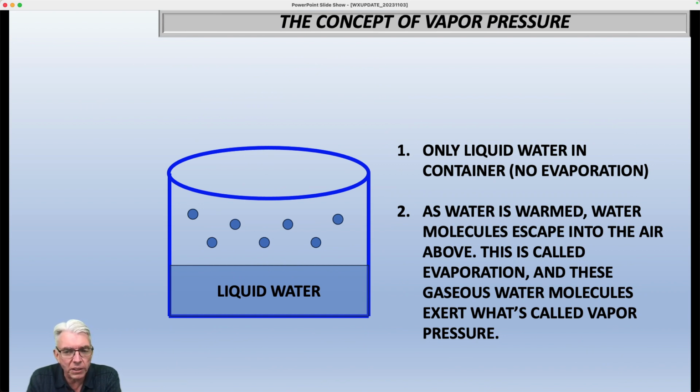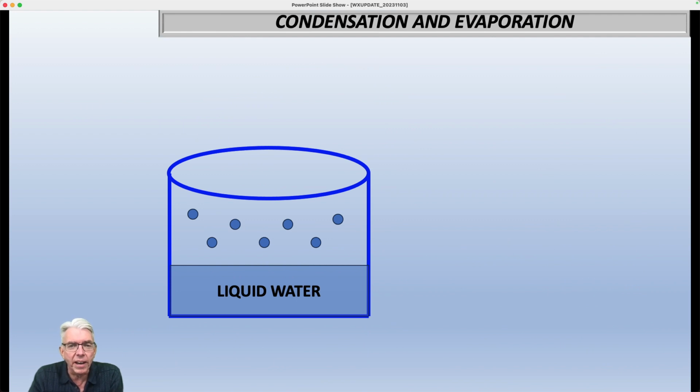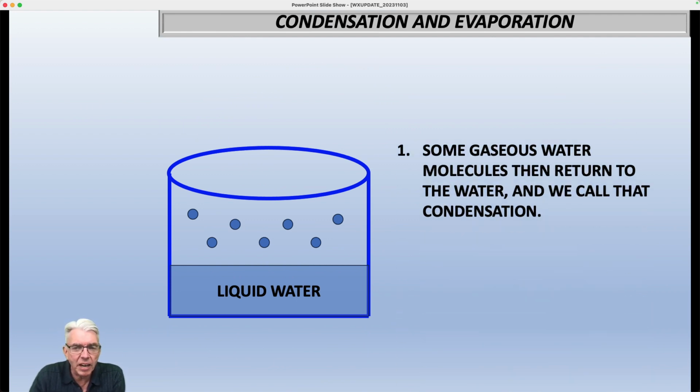more and more water molecules escape into the air above, and this is called evaporation. These gaseous water molecules exert what is called vapor pressure, okay? So you have liquid water molecules, and then you also have gaseous water molecules, and those gaseous water molecules exert what is called vapor pressure, just like the air has pressure. Okay. So now we're going to talk a little bit more about condensation and evaporation.